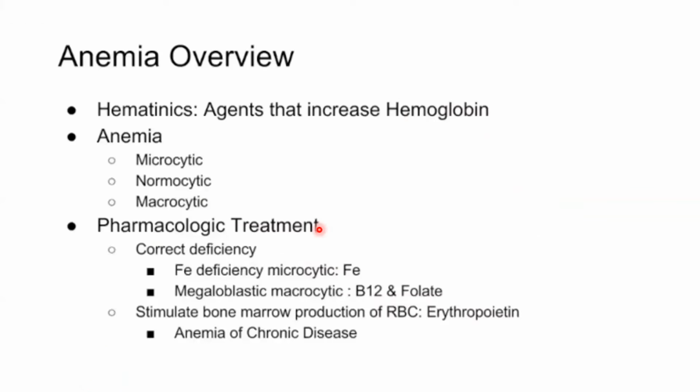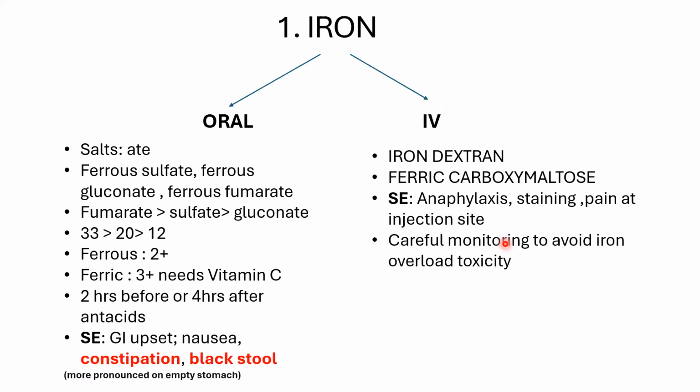Another way to classify them is based on the underlying deficiency or the underlying cause of the anemia. First cause is iron deficiency, so we give iron. Second cause is megaloblastic, so we give B12 and folate. Third reason could be because of chronic disease or kidney disease, in which we give erythropoietin. Okay, so these are the three things that you need to remember.